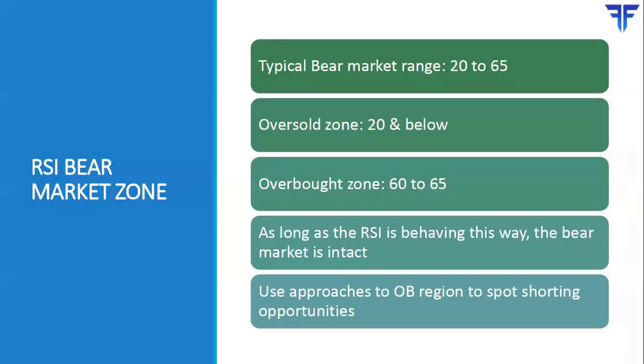Now, RSI bear market zone. This is the opposite of the bull market zone. Typically, in a bear market, the RSI will tend to fluctuate between a range of 20 to 65. That is, whenever the RSI approaches 20 and below, it will get oversold. And whenever it approaches 60 to 65, it will get overbought. So in a bear market, you will see RSI struggling to touch 60, 65 levels. But on the downside, you'll see RSI hitting 20 to 25 levels pretty frequently.